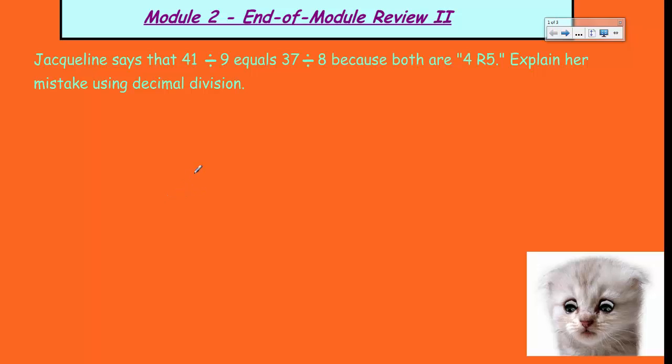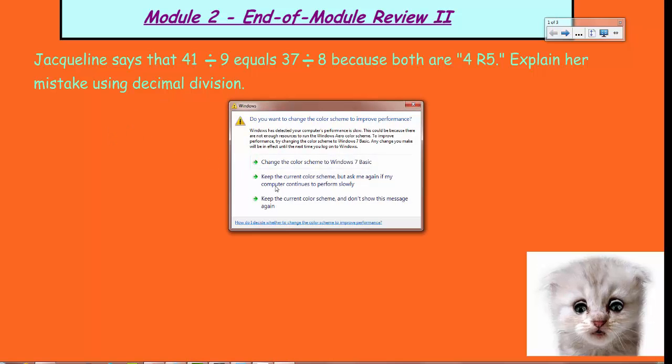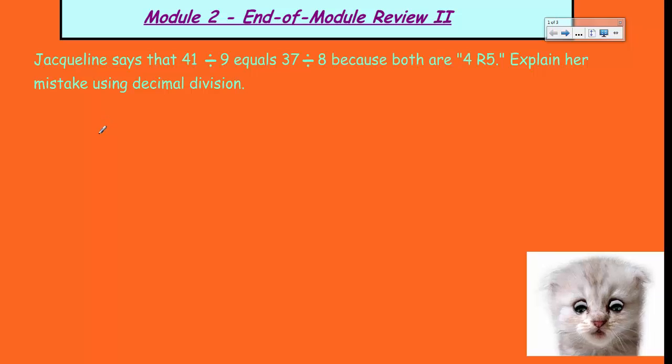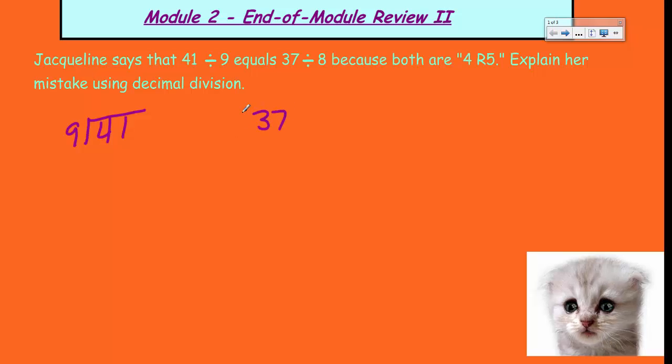So this is pretty clear. Jacqueline, this is what she's claiming. Well, I don't even know if that's true. So let's go ahead and just even see if that's actually true. Let's take the 41, and we'll do that 41 divided by 9 over here. We'll go ahead and do the 37 divided by 8 over here. All right.